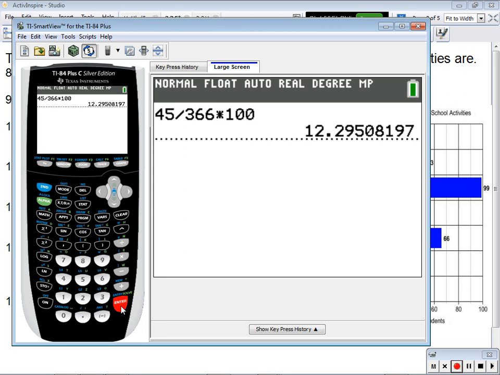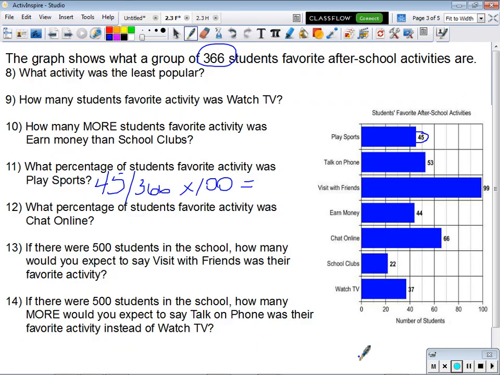And when I do that, I get an answer of roughly, we want to go to the nearest whole number, so we'll roughly call this about 12 students. Okay, so there are 12%. So that's number 11. Number 12 says, what percentage of students' favorite activity was chat online?